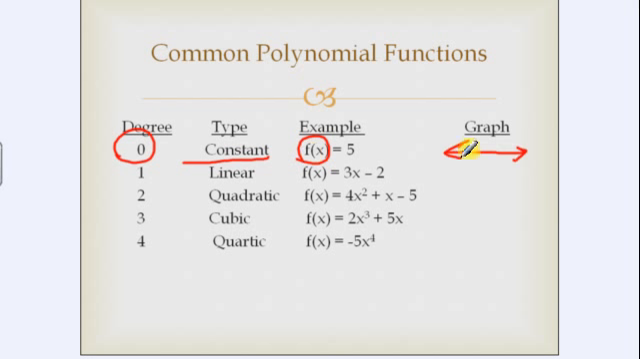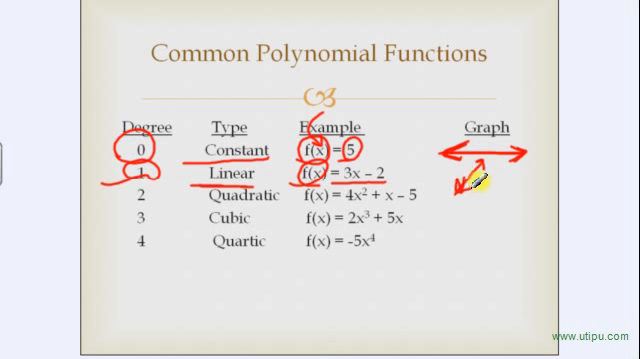Now the reason we often use function notation is that it shows that we're plugging in values of x. Well, if it's a constant, x could be absolutely anything. Just y has to be 5, creating a horizontal line. Then if we go up a degree to first degree, it creates a linear function. An example of that would be f of x equals 3x minus 2. And you might recognize that function as being in slope-intercept form. Its graph would just be a straight line, but slanted.